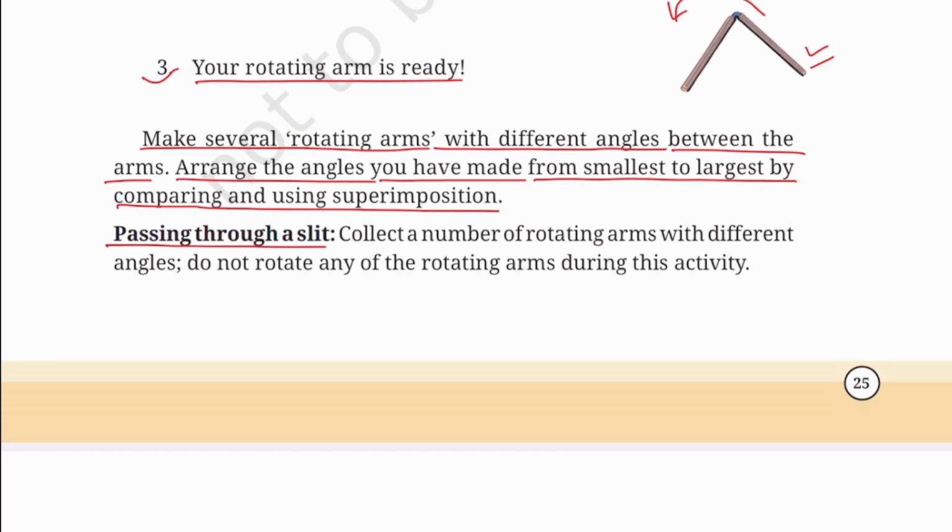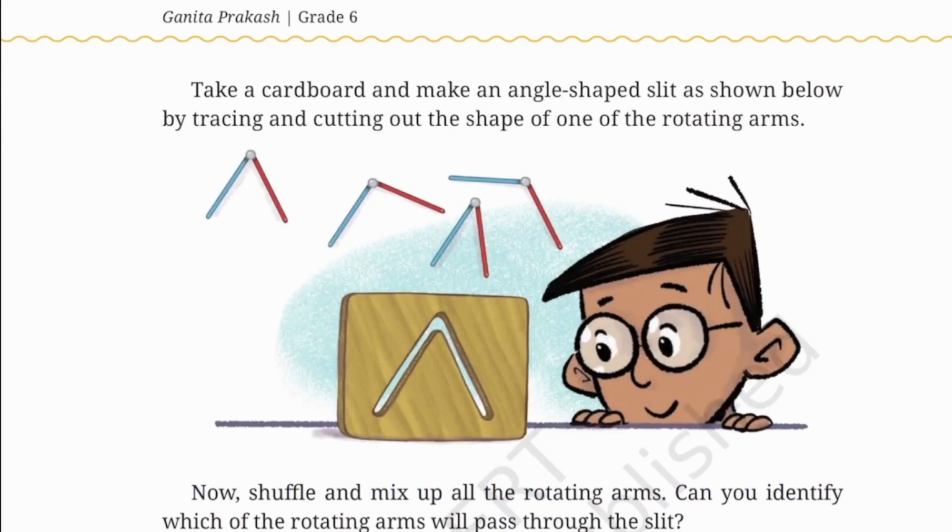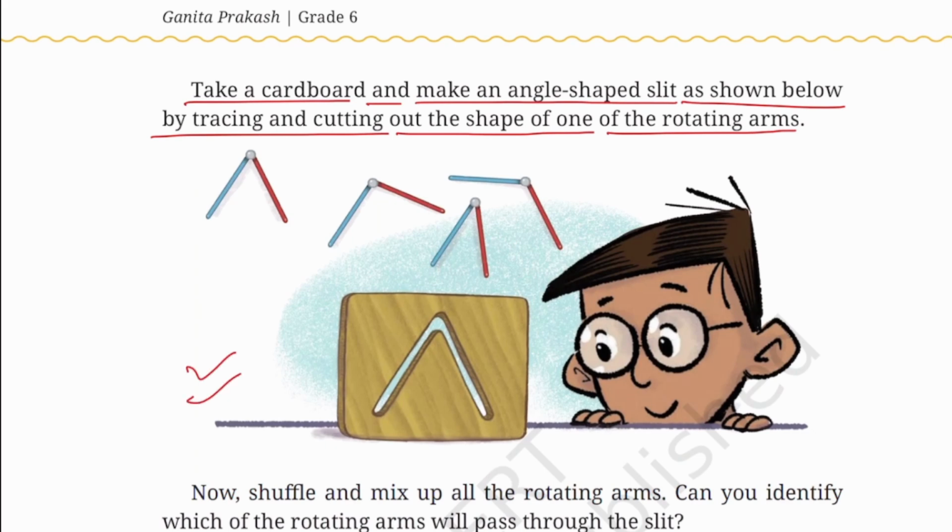Passing through a slit. Collect a number of rotating arms with different angles. Do not rotate any of the rotating arms during this activity. Take a cardboard and make an angle-shaped slit as shown below by tracing and cutting out the shape of one of the rotating arms, like this.